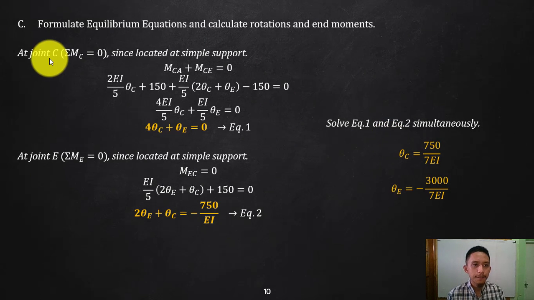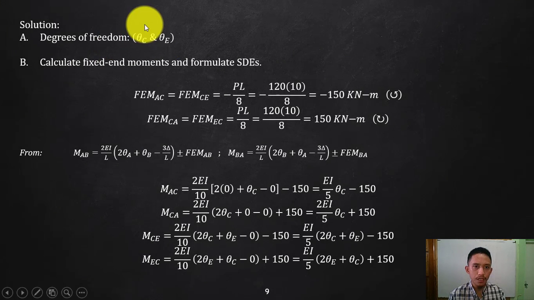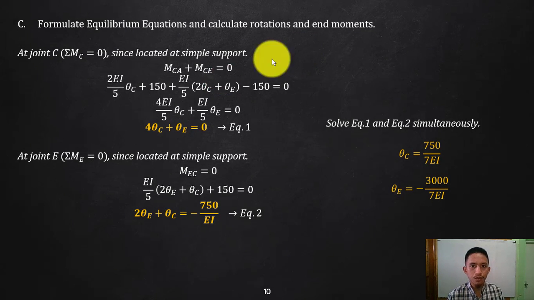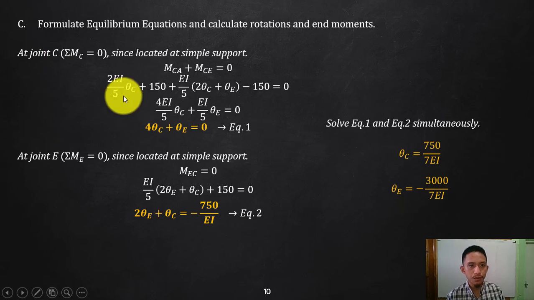Okay, so how do we formulate this equilibrium equation? As I've said before, we will be using these unknown rotations to create equations. So now we will be using the SDEs to create your equilibrium equation. But where will we start? Okay, so all you need to do is figure out.